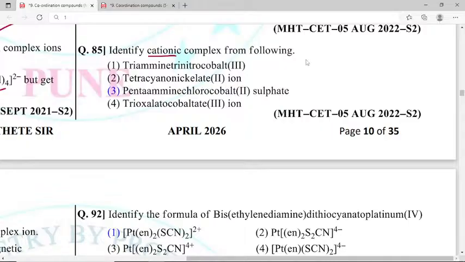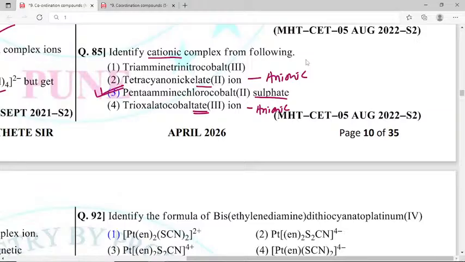Identify the cationic complex from the following. The sulfate is outside, so this is the cationic complex. This one ends in ate, so it is anionic. This is an anionic complex. Okay.